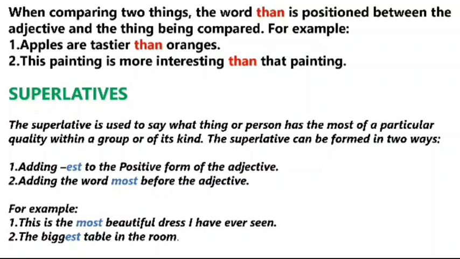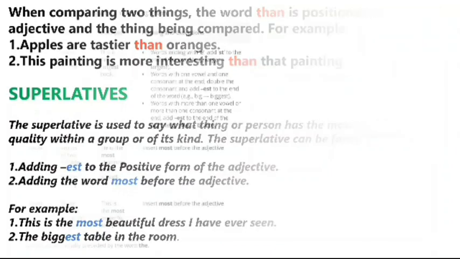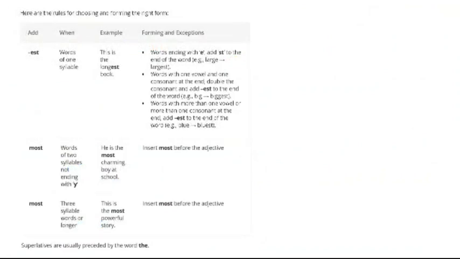So here I have inserted most. Second, the biggest table is in the room. So est has been added. Now after that, here are the rules for choosing and forming the right form.